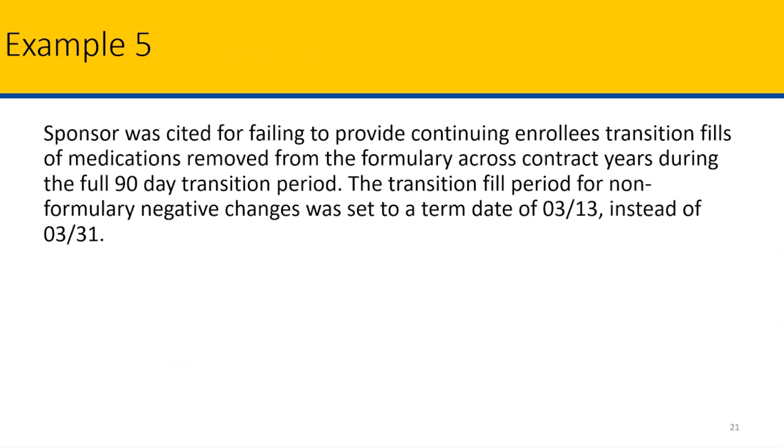Example 5. The sponsor was cited for failing to provide continuing enrollees transition fills of medications removed from the formulary across contract years during the full 90-day transition period. The transition fill period for non-formulary negative changes was set to a term date of 3/13 instead of 3/31.